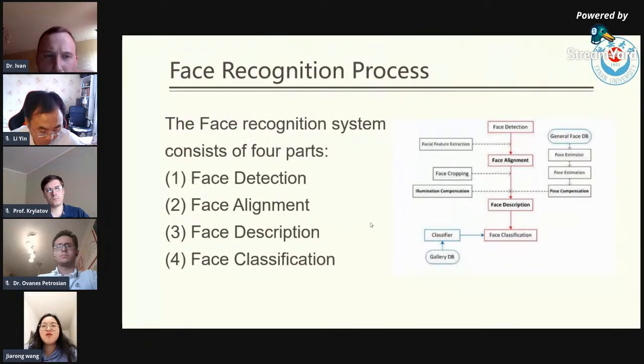Next, let's look at the process of face recognition processing. The face recognition system consists of 4 parts: face detection, face alignment, face description, and face classification. I will introduce 2 parts: face image composition and face image pre-processing.